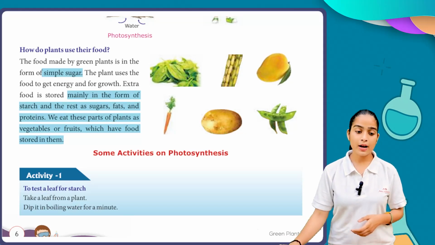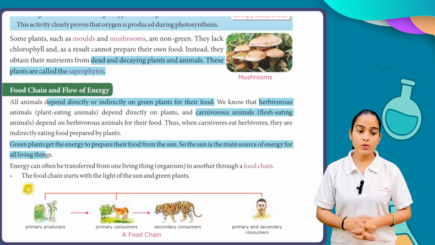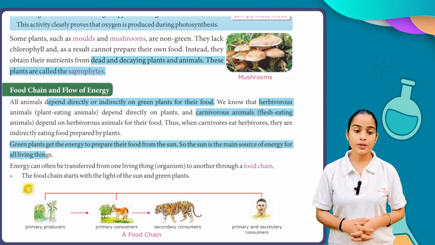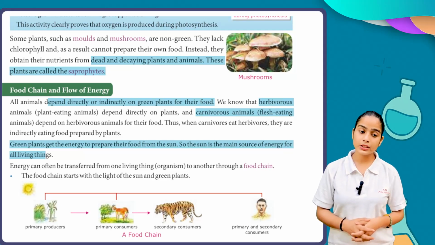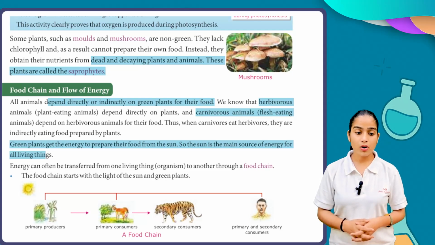Now, some plants such as molds and mushrooms are non-green. They lack chlorophyll and as a result cannot prepare their own food. Instead, they obtain their nutrients from dead and decaying plants and animals. These plants are called saprophytes.